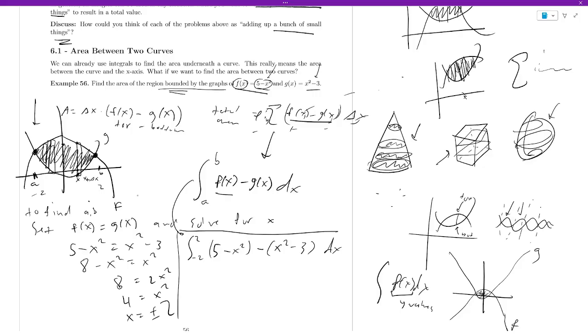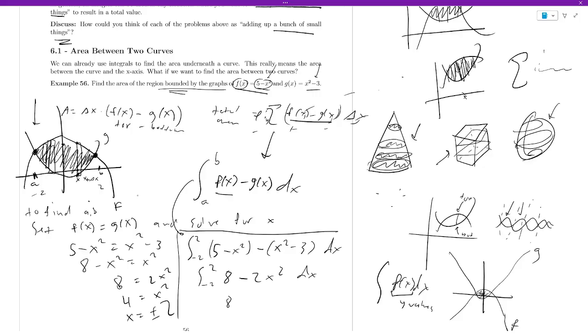Yeah, so let's solve the integral. We should simplify the integrand a bit. I have 5 minus -3, so I'm going to get 8 here. And I have -x squared minus x squared, so that's minus 2x squared. Nice. And I still have my bounds here, and we have dx. And this one's pretty easy. We just do power rule.